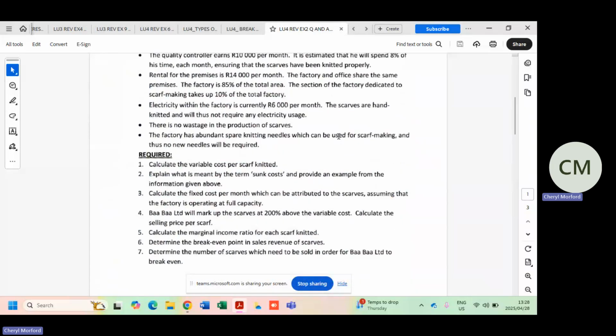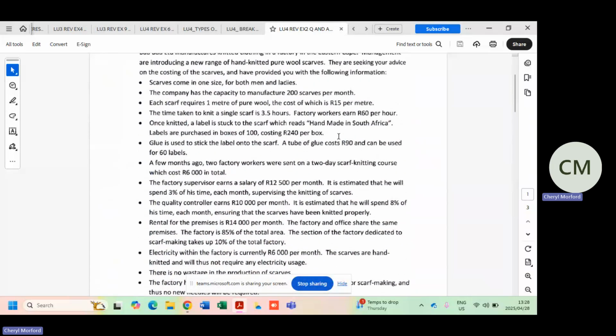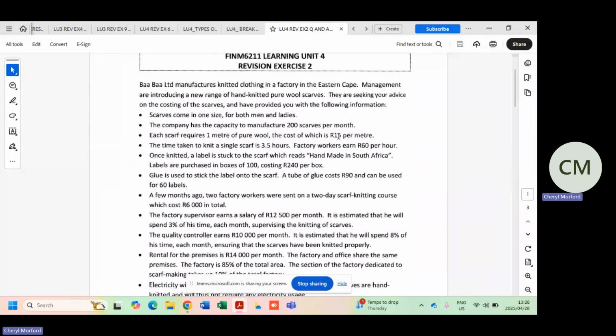So we're going to look for variable cost per scarf. So now in our minds, we must be picturing these scarves. Sorry, I was trying to say visualize and picture at the same time and got it all wrong. So let's read what the story says. These scarves are knitted in a factory in the Eastern Cape. They are pure wool, so obviously they're going to be quite luxurious and quite pricey. They come in one size, which makes our calculation easier, and they are unisex. Right, so the company can produce 200 scarves a month. Here is some of the information.